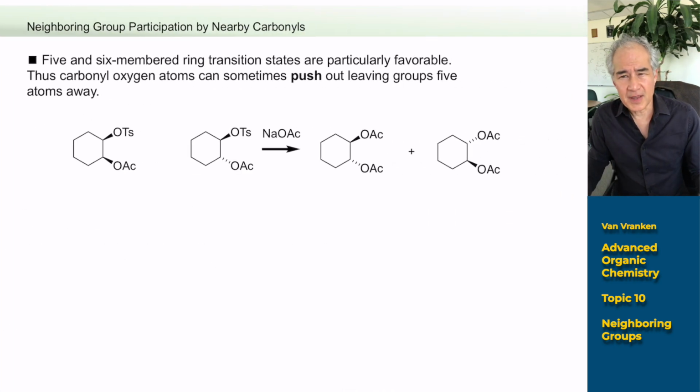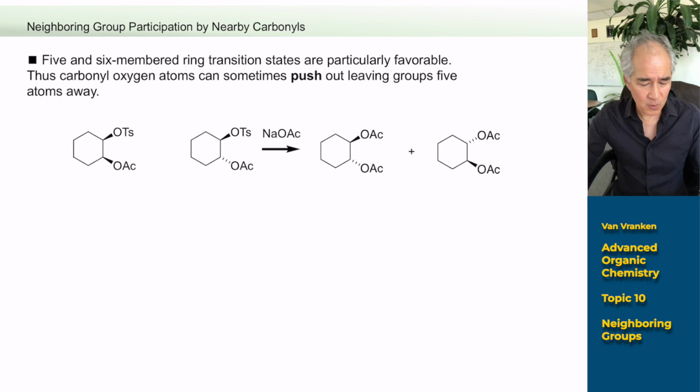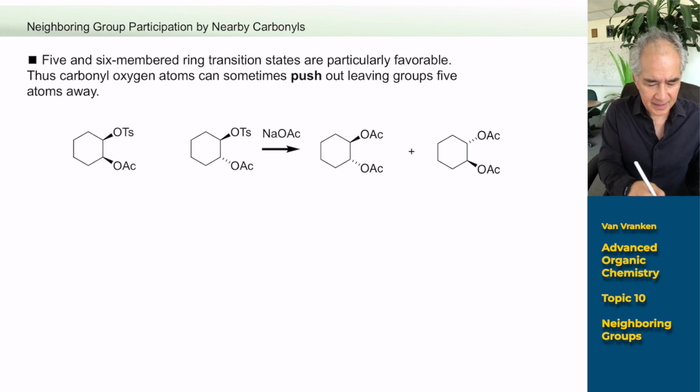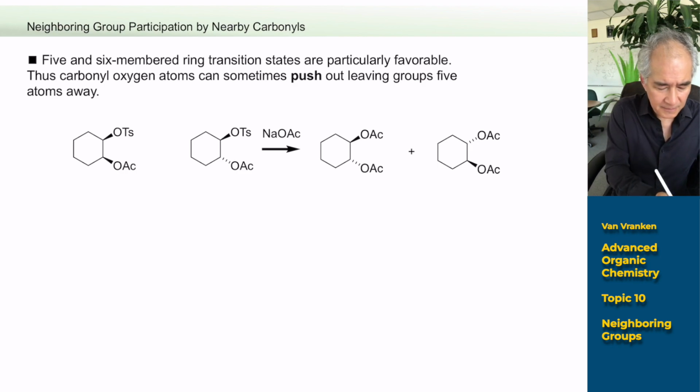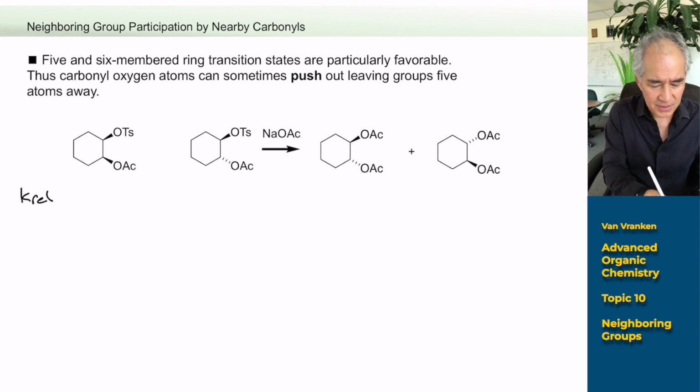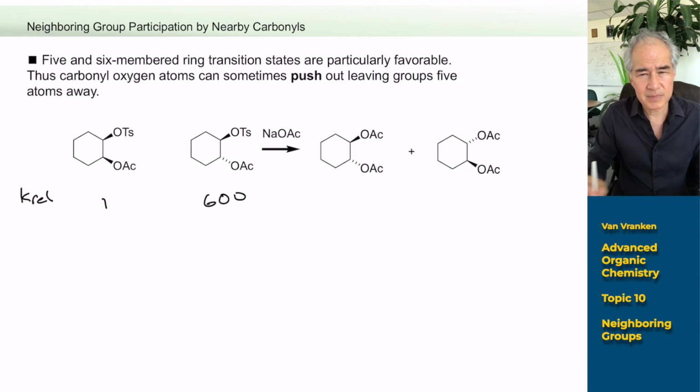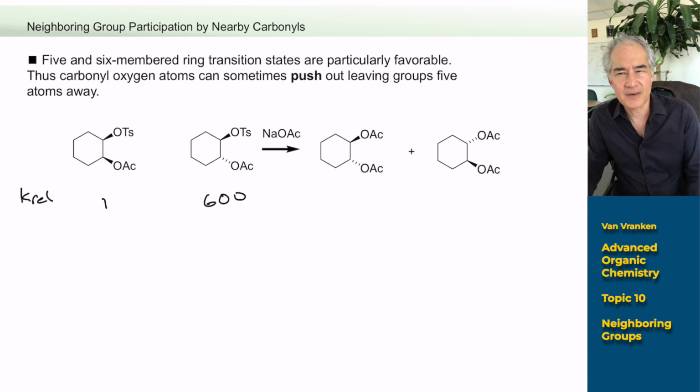Let's take a look at another example where you get SN1 kinetics, but without forming a carbocation intermediate. And so here's an example where there's two different diastereomers of an acetoxy tosylate. And what's interesting about this case is that if you look at the relative rates at which these two species undergo substitution reactions, this cis isomer that I've drawn over here reacts more slowly than the trans isomer. It's a factor of about 100, so the trans isomer is 600 times more reactive to undergo substitution with sodium acetate, with an acetate nucleophile.